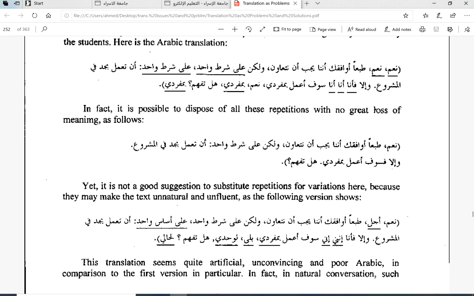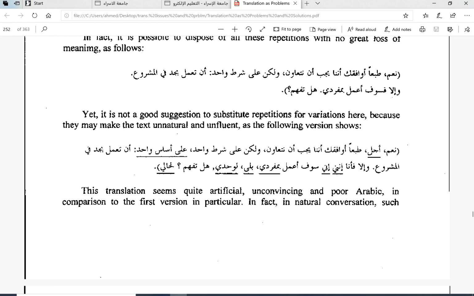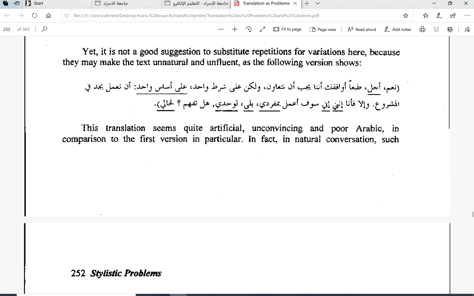Yet it is not a good suggestion to substitute repetition with variations here, because they may make the text unnatural and unfluent, as the following version shows. نعم أجل طبعا أوافقك أننا يجب أن نتعاون، ولكن على شرط واحد، على أساس واحد، أن تعمل بجد في المشروع وإلا فأنا إنني سوف أعمل بمفردي، فلا لوحدي. هل تفهم؟ لحالي. This translation seems quite artificial and poor Arabic in comparison to the first version in particular.